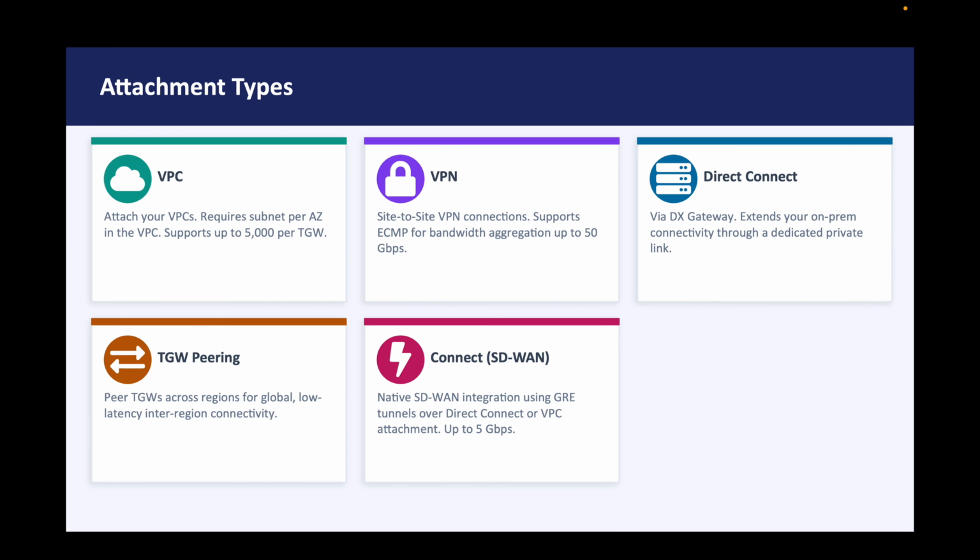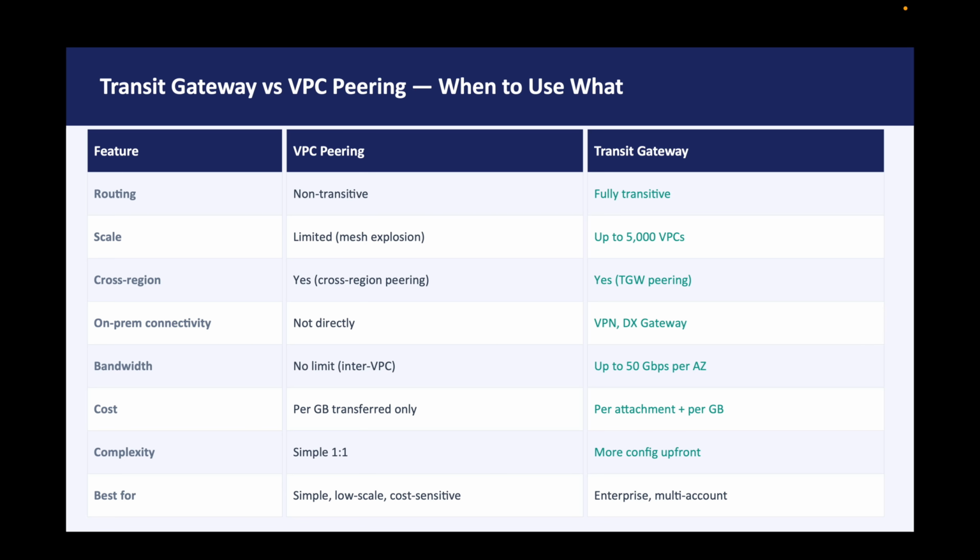Integrate via GRE tunnel. BGP supported up to 5 GB per attachment. That's it. So next slide is transit gateway versus VPC peering. When to use what? It is the most compared service in the networking section in AWS, and it is mostly asked in interviews as well. So first one is routing.